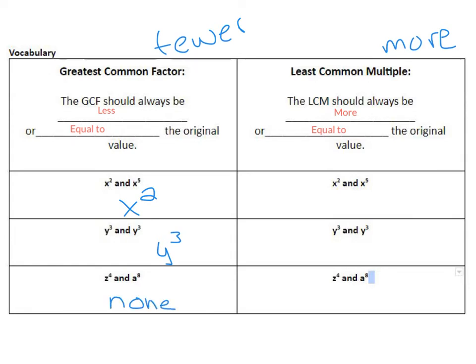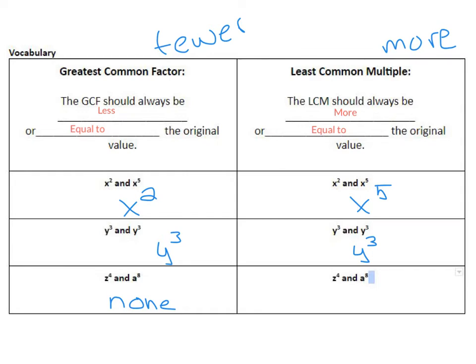Because remember, a common factor would have to be in both of them, and since it's not, we have nothing there. Whereas if we look at the least common multiple of these same ones, with x squared and x to the fifth, we are looking for the one that's more, because it should always be bigger than or equal to. So that's going to be x to the fifth. Now y to the third, since they are the same, will be equal. So we're taking y to the third.